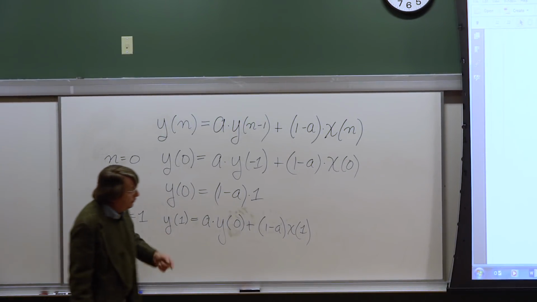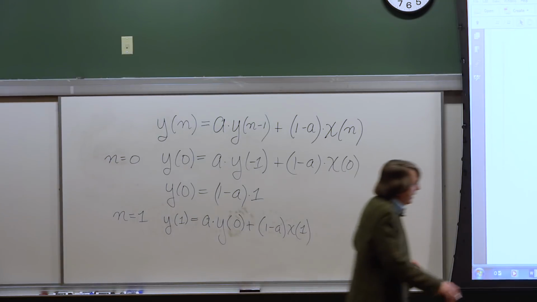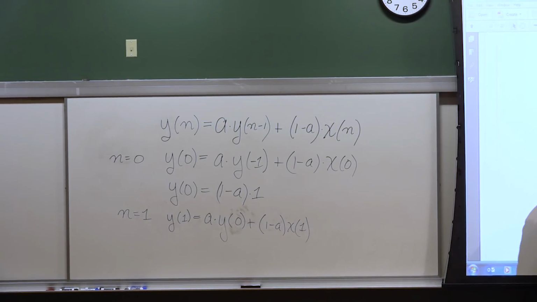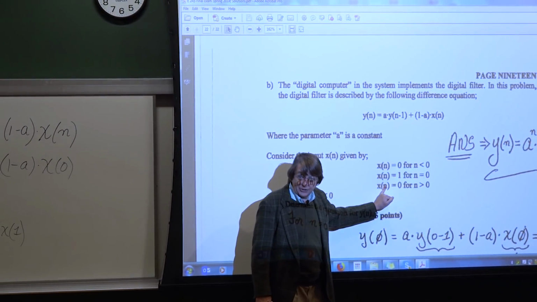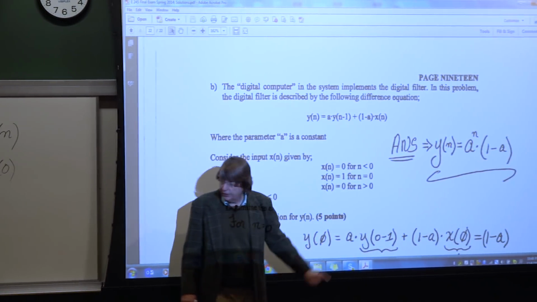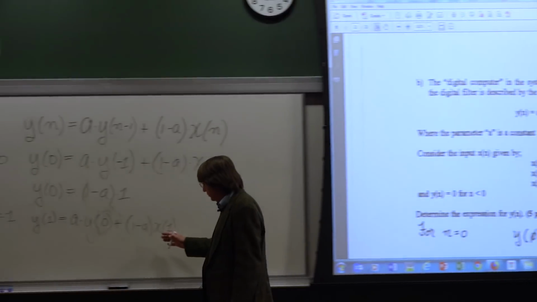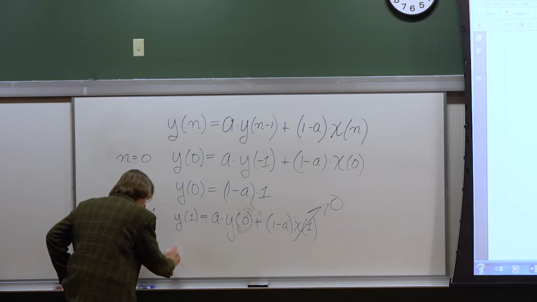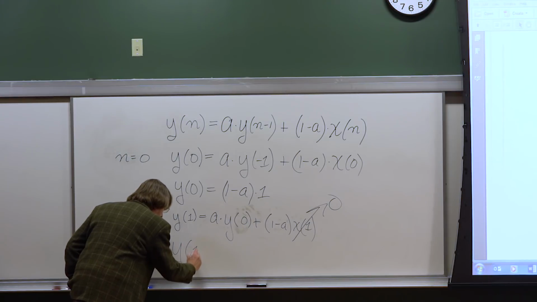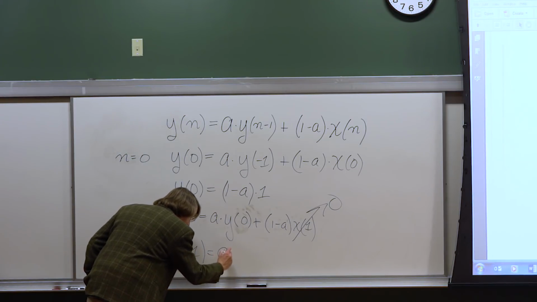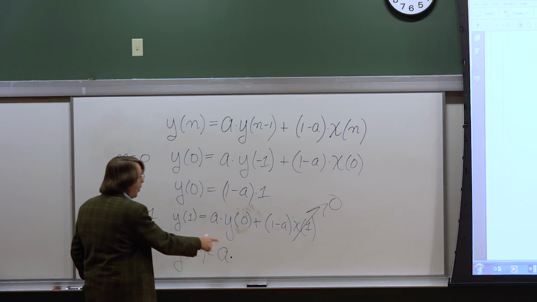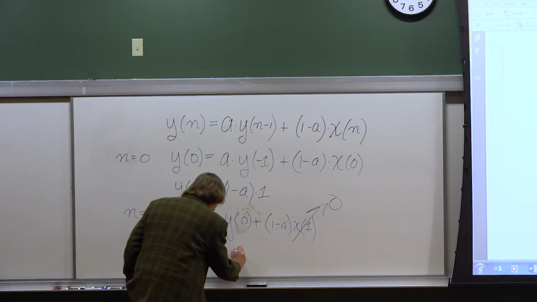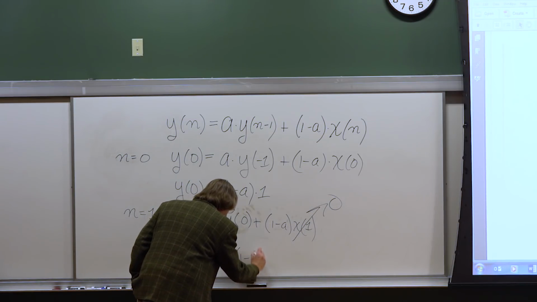Now, x of 1, I say, wait. For n greater than 0, x of n is 0. So this is 0. This right here, that's 0. So what I get is y1 equals a times y0. What's y0? 1 minus a.